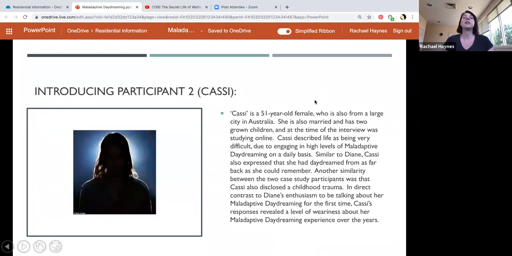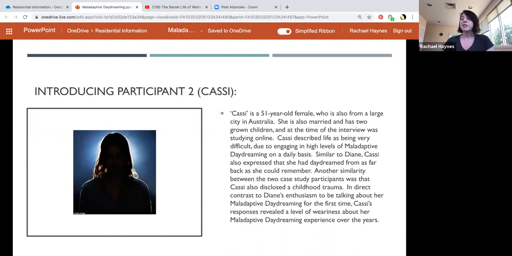Now, Cassie, on the other hand, is a 51-year-old female. These are not photographs of them, these are just general photographs. Again, she lives in a large city in Australia. She is married and has 2 grown children, and at the time of the interview was studying online. Now, Cassie described life as being very difficult due to engaging in high levels of maladaptive daydreaming on a daily basis. Similar to Diane, Cassie also expressed that she had daydreamed from as far back as she could remember.